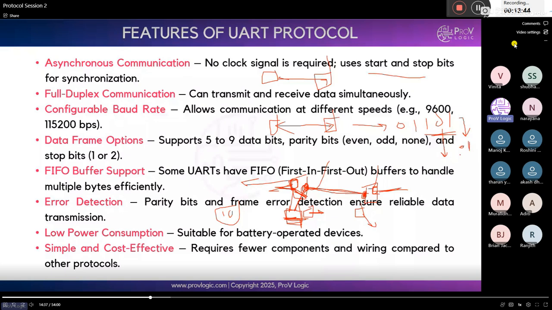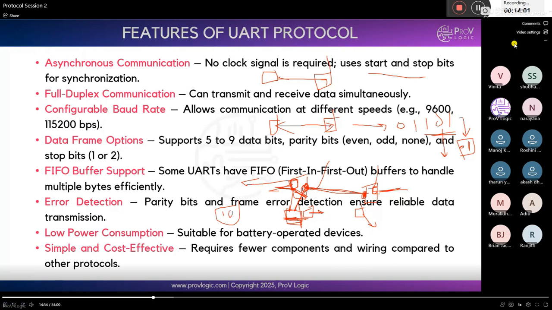So you need to decide which type of parity you are using, whether even parity detector or odd parity. Based on that, the number of ones or number of zeros will be changed. We have that topic also, we will discuss clearly.